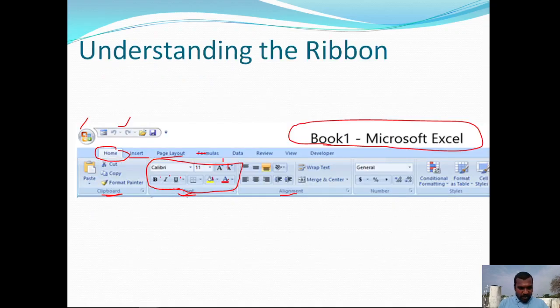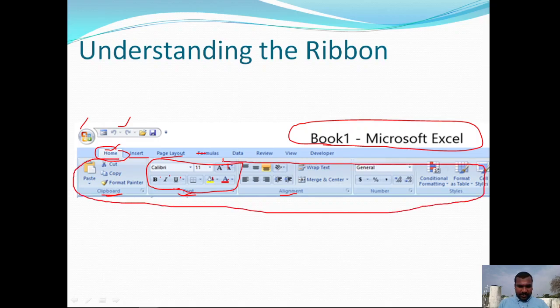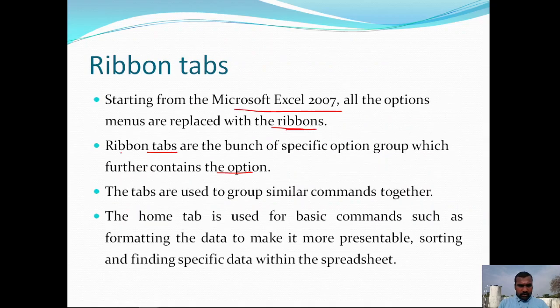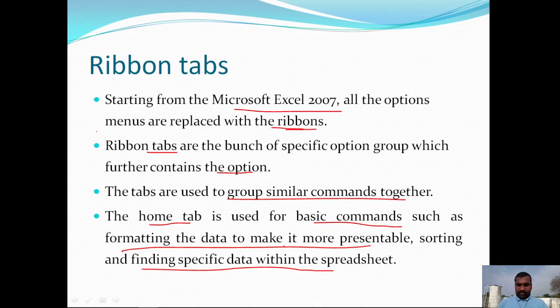For example, here is the home tab. Under the home tab, all these are several ribbon bars. The tabs are used to group similar commands together. The home tab is used for basic commands such as formatting the data to make it more presentable, sorting and finding specific data within the spreadsheet.